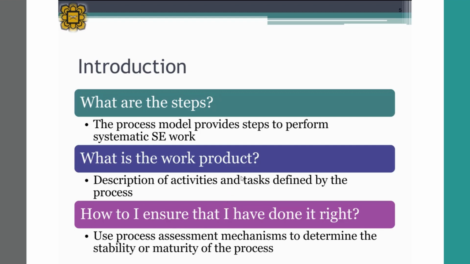What is the work product? It's a description of activities and tasks defined by the process. Let's say you're talking about testing. What are you going to do in testing? What kind of activities are you going to plan, design, and execute in testing? In the end, what are you going to produce after finishing the testing activity? That is an example of a work product for testing. How do I ensure that I have done it right? In order for us to know whether we are on the right track, we have to have a software process assessment mechanism like quality assurance activities to make sure that we are on the right track.